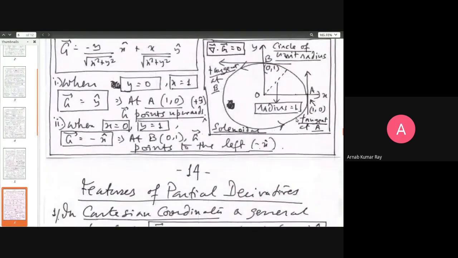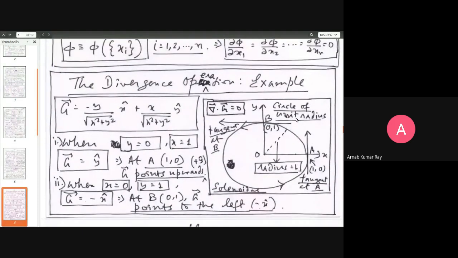Let us look at this discussion of the divergence operation that we just discussed a while ago. I mentioned this to you. G is equal to minus y divided by square root of x squared plus y squared x cap plus x divided by square root of x squared plus y squared y cap. Divergence of G is equal to 0. That we have seen. If you take the divergence of this, it will be equal to 0.